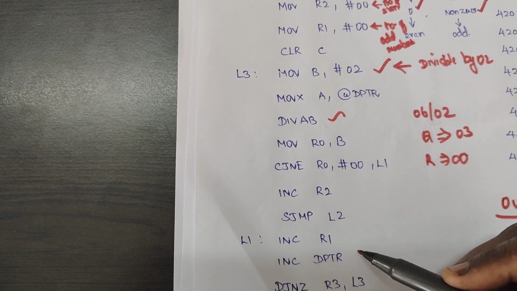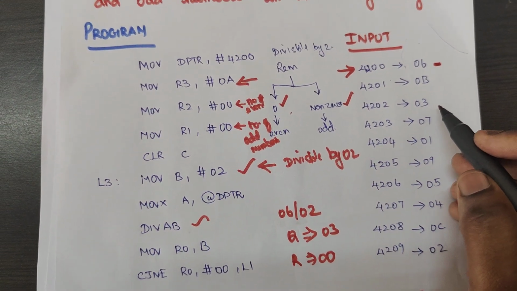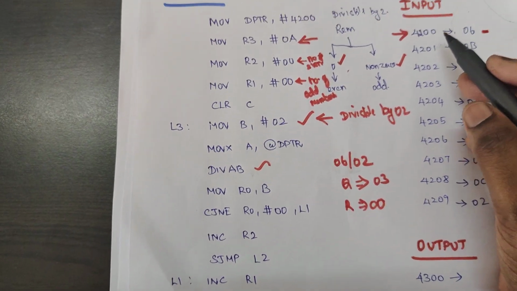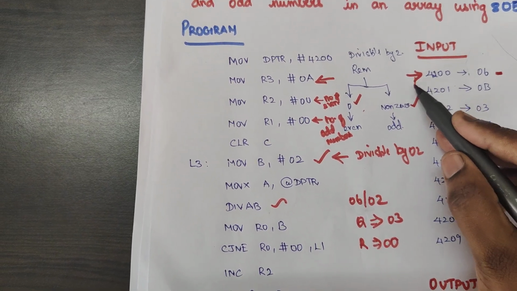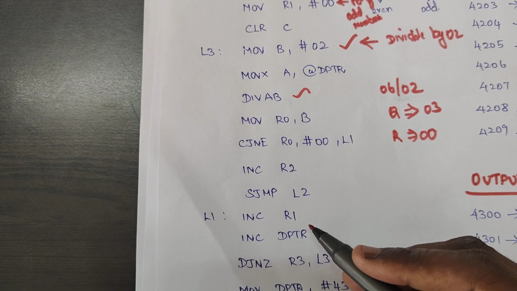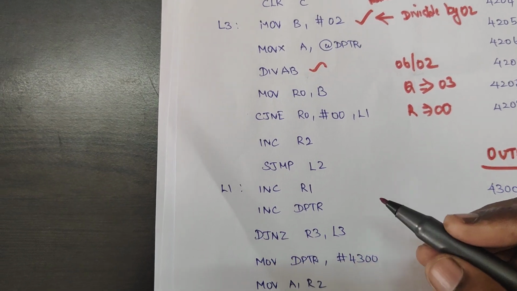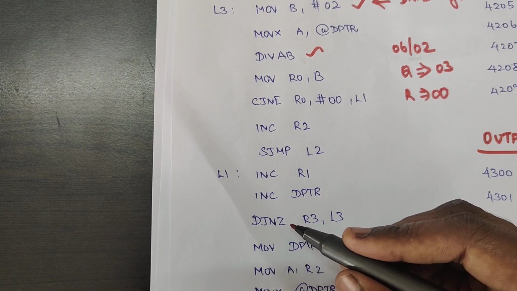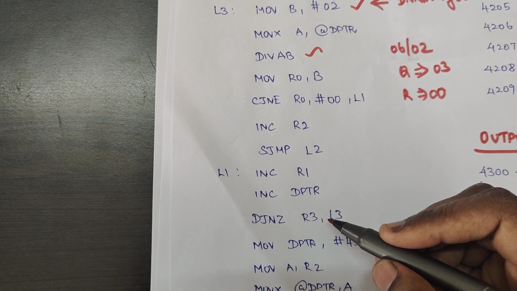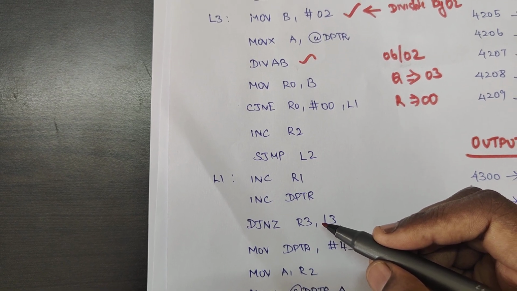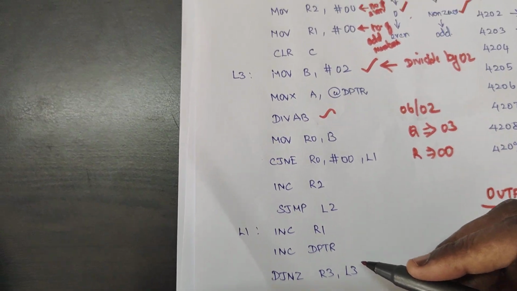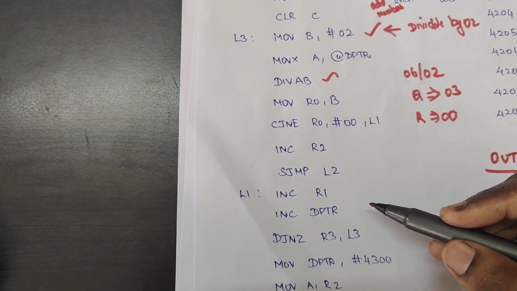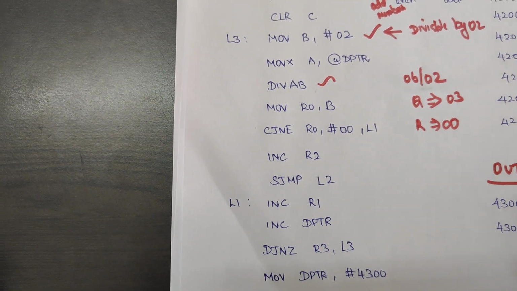Then you have to move to your next set of data, that is 4201, next data 0B. Your pointer is now located at 4200, so you have to move the pointer to 4201. So increment DPTR. The next instruction will be decrement and jump if not equal. You are going to decrement the content stored in R3, where the count was loaded. When it is not equal to 0, I need to repeat this operation again, so it will move to my L3 condition. When it is equal to 0, all the array data have been completed.